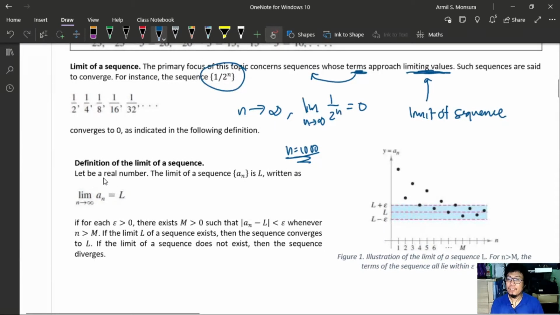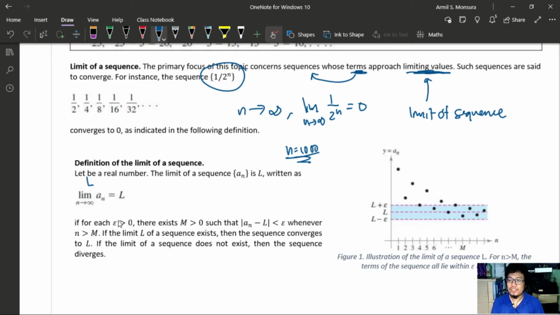So let L be a real number. The limit of the sequence a sub n is L, written as the limit of a sub n equals L as n approaches infinity. Sorry, the limit of a sub n as n approaches infinity equals L.